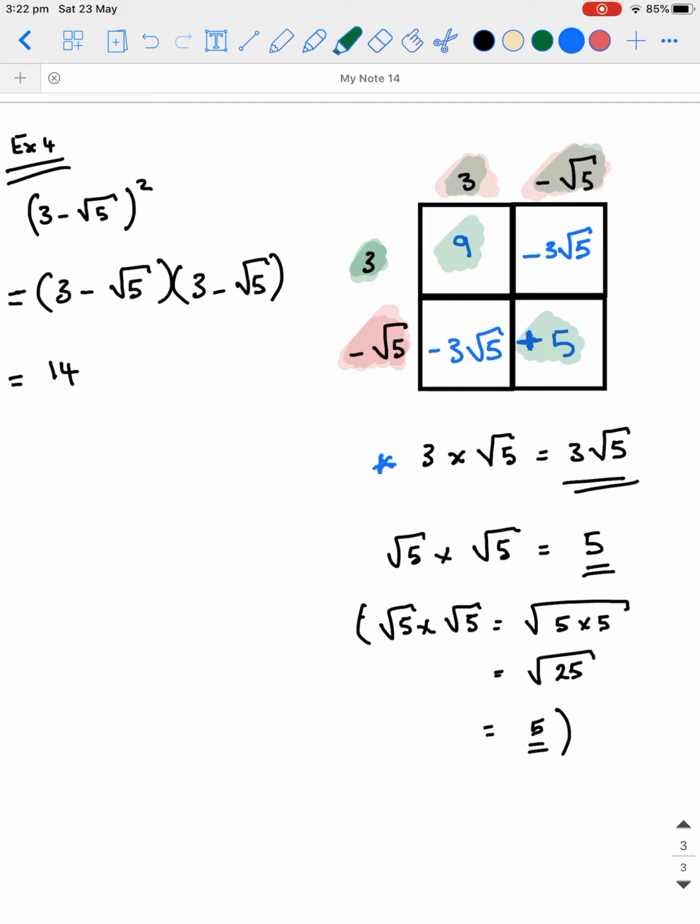So what I know is, second time lucky, that negative 3 root 5 add on negative 3 root 5 is negative 6 root 5. So what I write over here is 14 take away 6 root 5. Now that means 14 take away 6 lots of the root 5. You don't do 14 subtract 6 is 8, so the answer is 8 root 5. That's as far as your answer can go, because 14 and the 6 root 5 are not like terms.